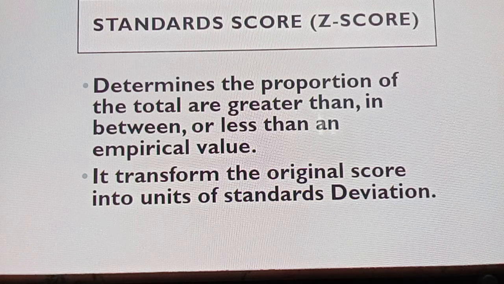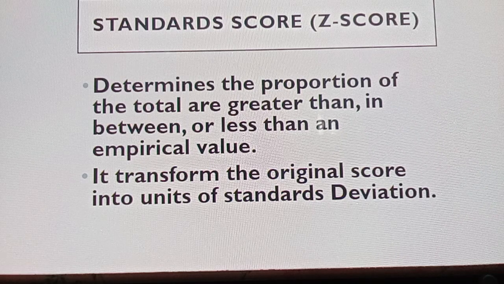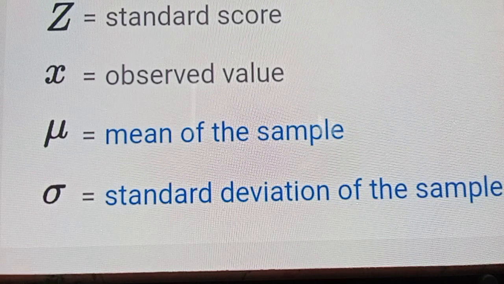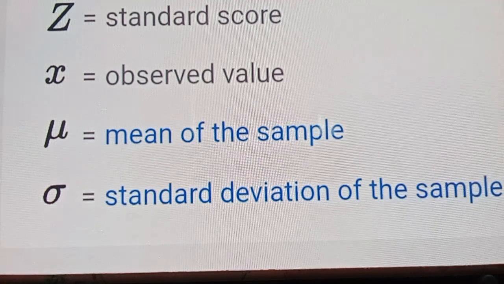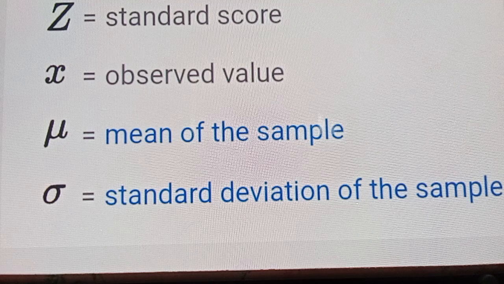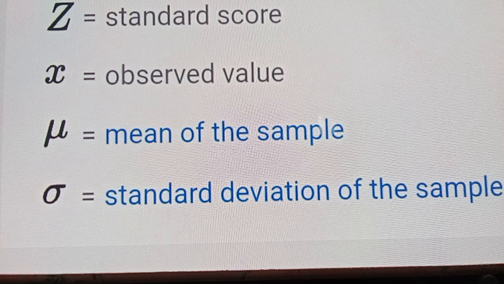Standard score or Z-score determines the proportion of the total that is greater than, in between, or less than an empirical value. It transforms the original score into units of standard deviations. So this is the formula. Z is the standard score and X is the observed value, mu is the mean, and sigma is the standard deviation.